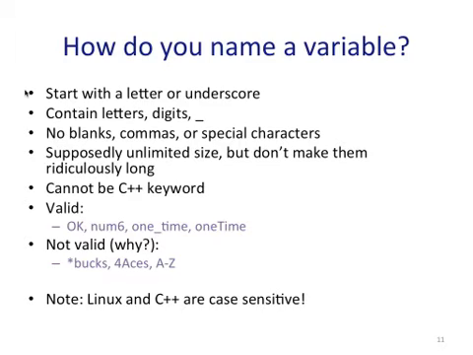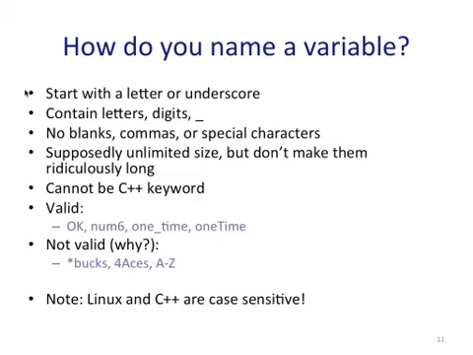Finally, variables can't be C++ keywords. So for example, you can't choose main. You're not allowed to choose include. You're not allowed to choose using. Those are C++ keywords that you're not supposed to be naming your variables after. And if you do, the compiler will complain.